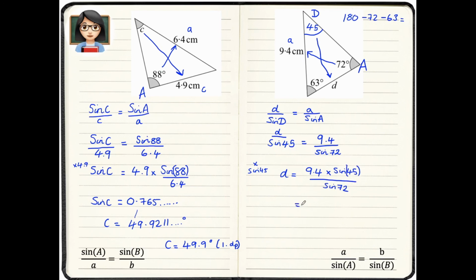Okay, let's work that out then. So fastest finger first, you guys race me. 9.4 times sine of 45, all divided by sine of 72. Okay, so that's going to give me a value for D of 6.98886... And we're measuring in centimetres. Okay, so that's centimetres. So let's round that nicely. So that's D is equal to 6.99 centimetres. And we'll go 2 decimal places.